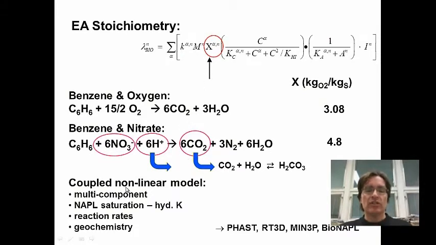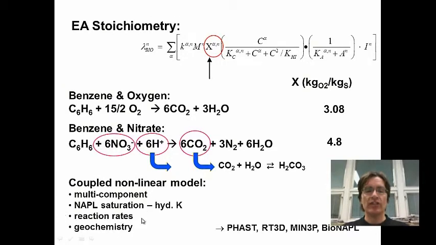This is an example of a coupled nonlinear model because we have multiple components. We also have a possible effect of the dissolving NAPL saturation on the hydraulic conductivity. We have a source term. We have a dissolving NAPL. As the NAPL dissolves, it will free up pore space, which will change the hydraulic conductivity of the porous medium, which changes the flow system. So we have to couple our transport model with the flow model.